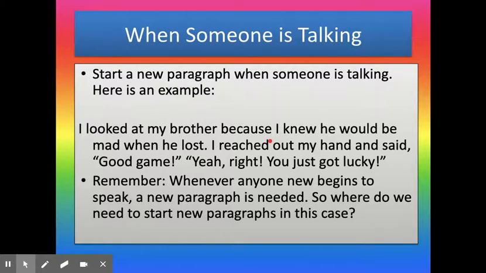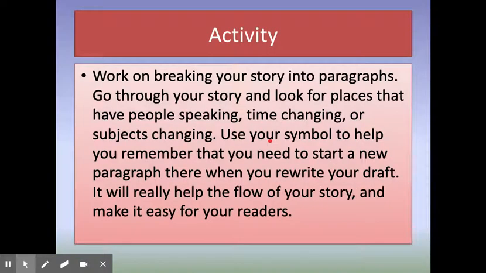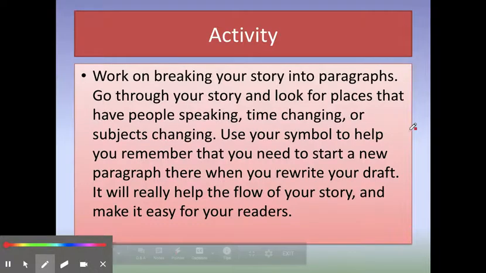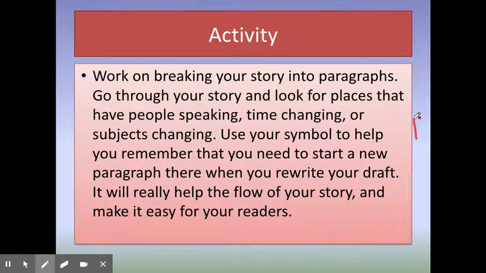Scholars, today, your assignment is this. Working on breaking your story into paragraphs. Go through your story and look for places that have people speaking, time changing, or subjects changing. Use your symbol to help you remember that you need to start a new paragraph. Do you remember? Our symbol looks like this.